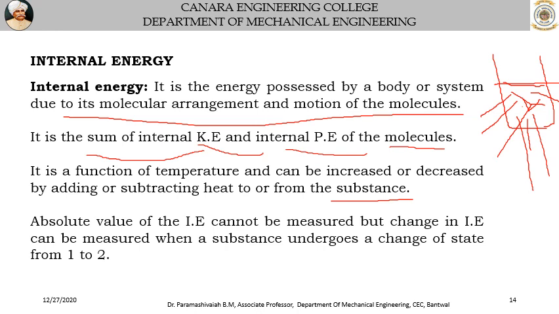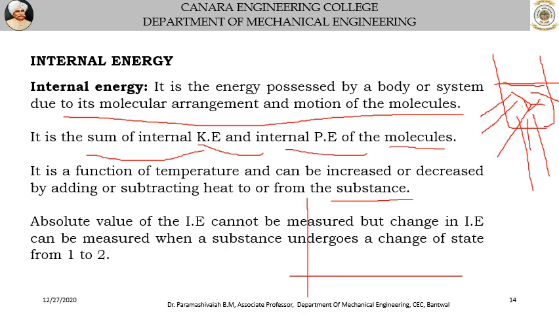The absolute value of internal energy cannot be measured, but the change in internal energy can be measured when a substance undergoes a change of state from 1 to 2. The meaning is, if there is a substance inside, this is a system, then we cannot measure the absolute energy possessed by it. Only if it undergoes a change of state, say by supplying heat, pressure increases, temperature increases, volume increases.